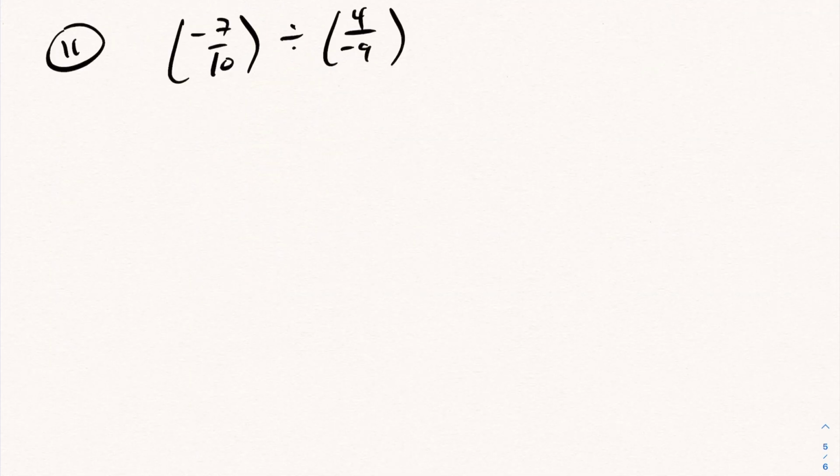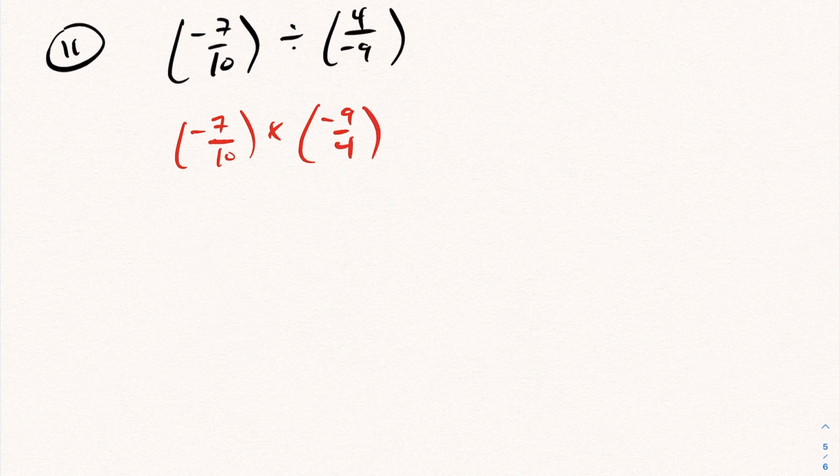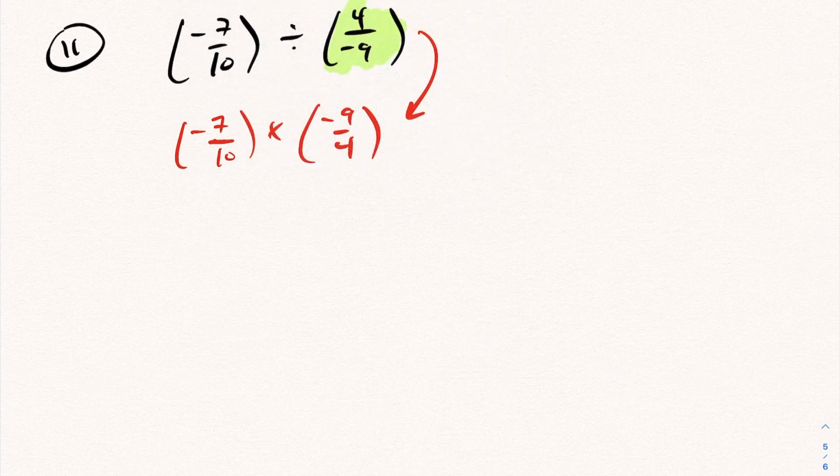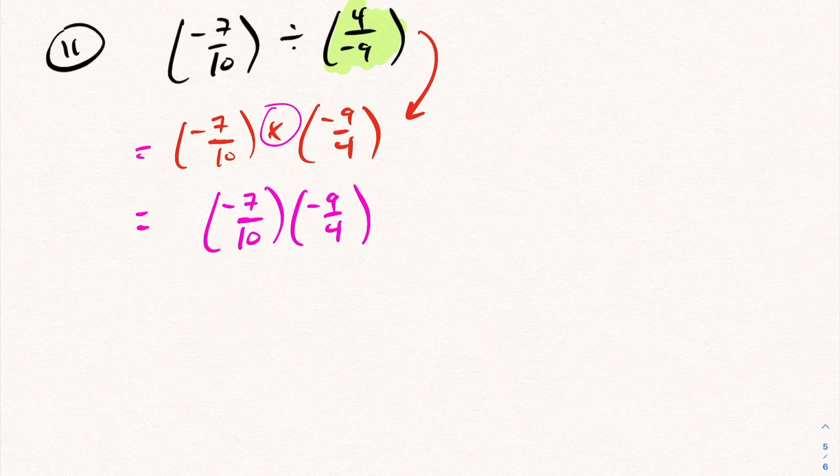Okay, moving on to number 11 here. Again, we have division between these two fractions. So what you want to do is change that division to multiplication and flip that second term. So we had 4 over -9. Flip the numerator and denominator. Now you change it to a question of multiplication. Now you can drop this multiplication symbol and just rewrite this as 7 over 10 times -9 over 4.